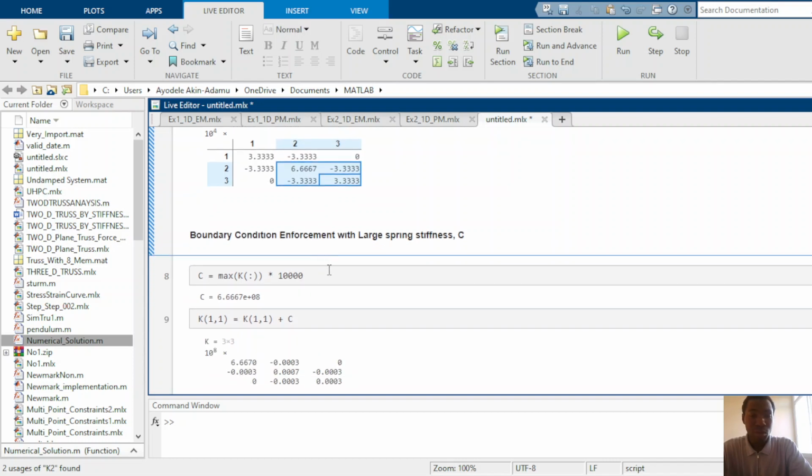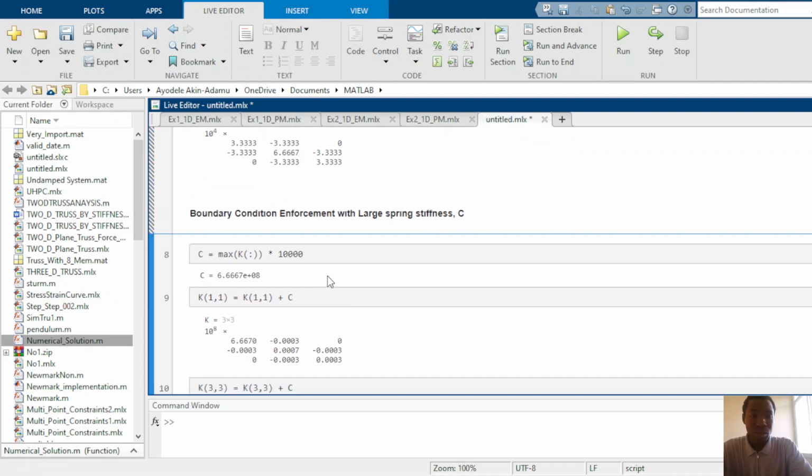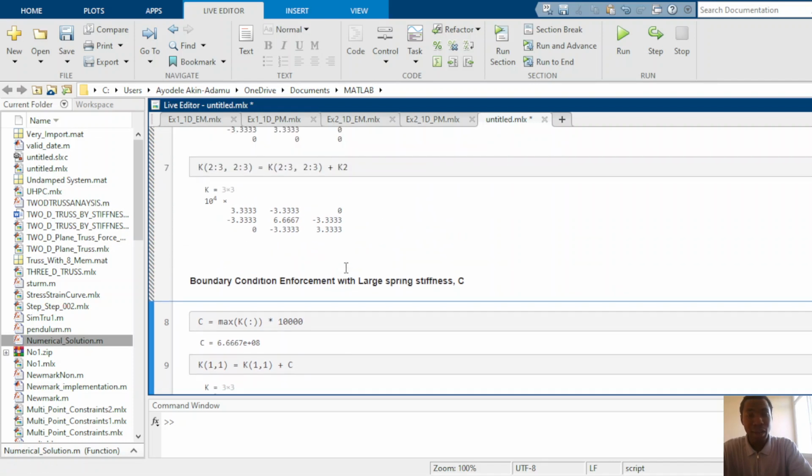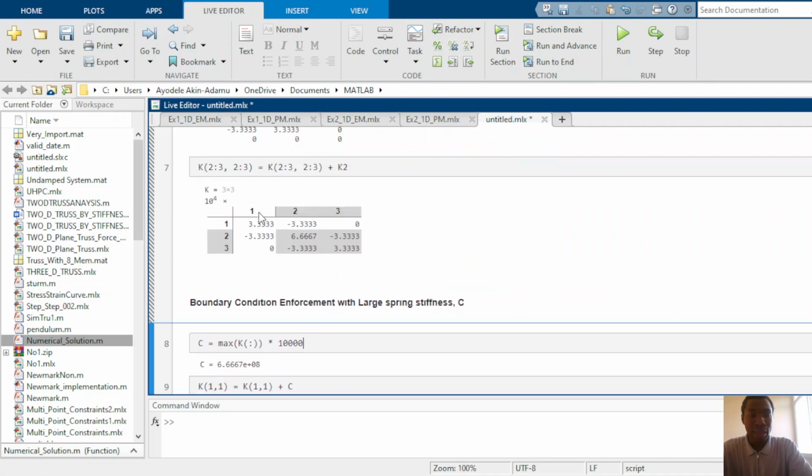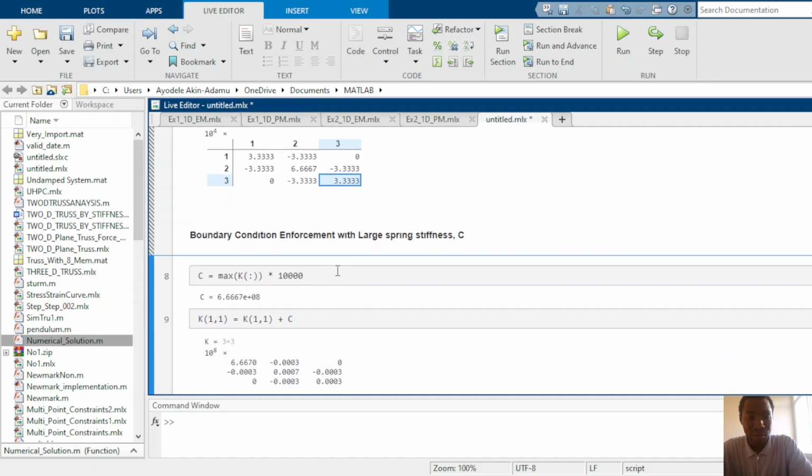Because we are using the penalty approach, we need to determine the value of our last stiffness, which we'll add at node 1 and at node 3. Why are we adding a last stiffness at node 1 and at node 3? We want to add a last stiffness there because we have a support degree of freedom at that node. At node 2, we don't have any support degree of freedom. So we add a last stiffness to 1,1 and 3,3 of the global stiffness matrix.